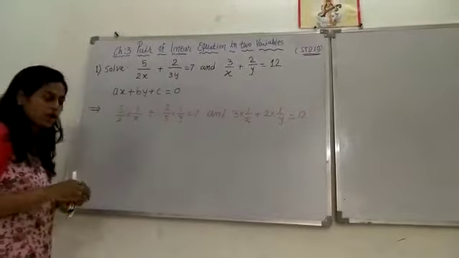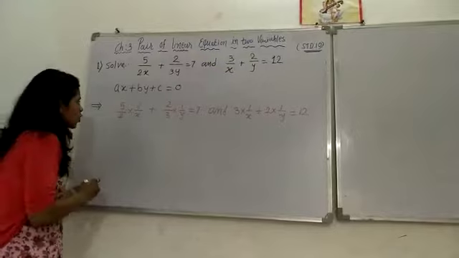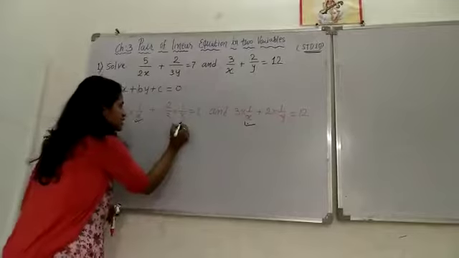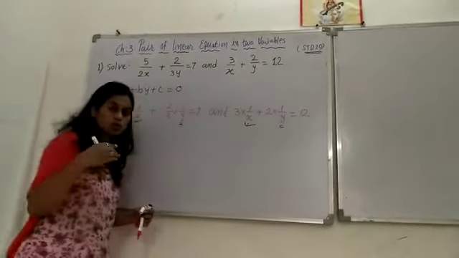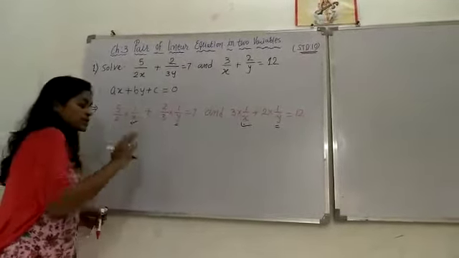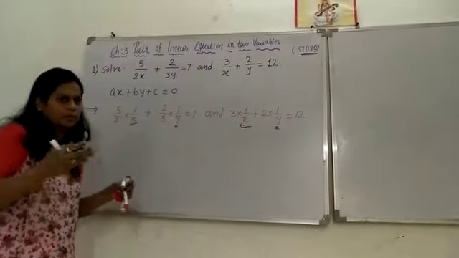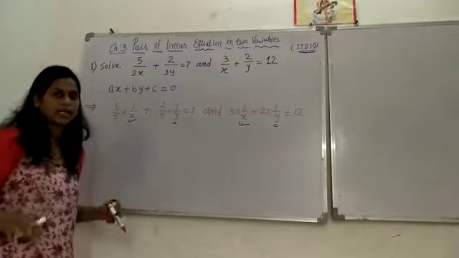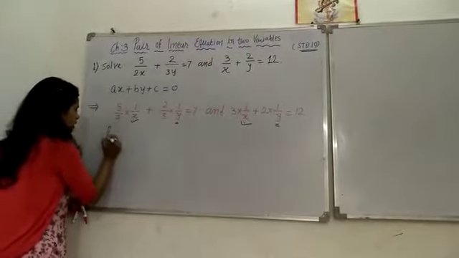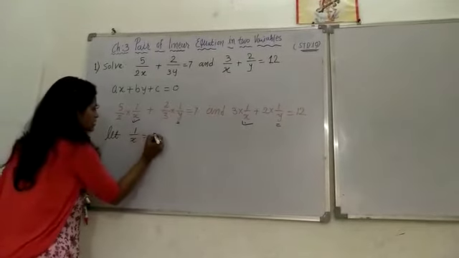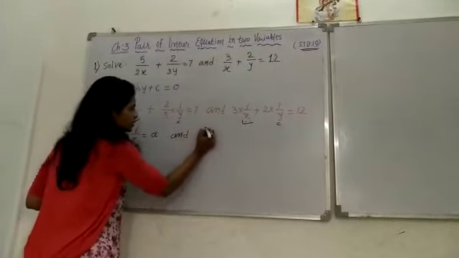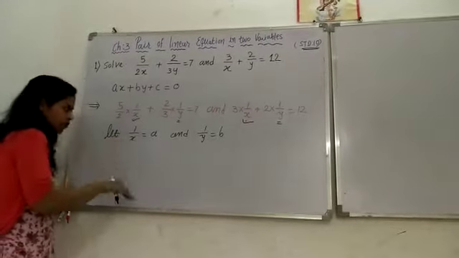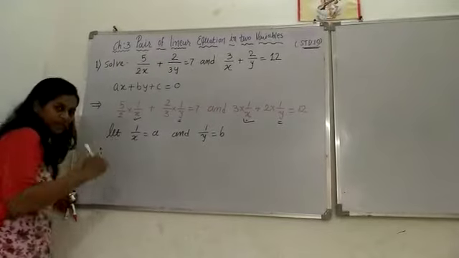Why do we write in this form? Because this portion is common in both. This is here and here both. Same way this is here and here both. So you suppose 1 upon x is equal to some other variable, either m or n, a or b, any variable except x and y. You can suppose any variable. So here let 1 upon x is equal to a and 1 upon y is equal to b.